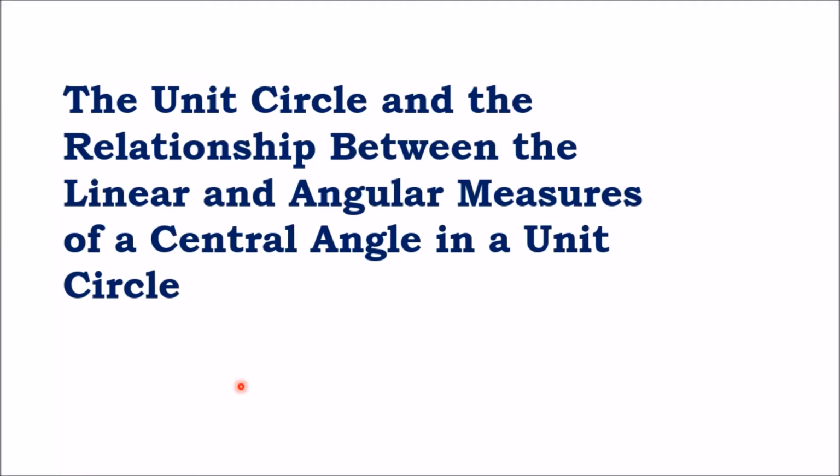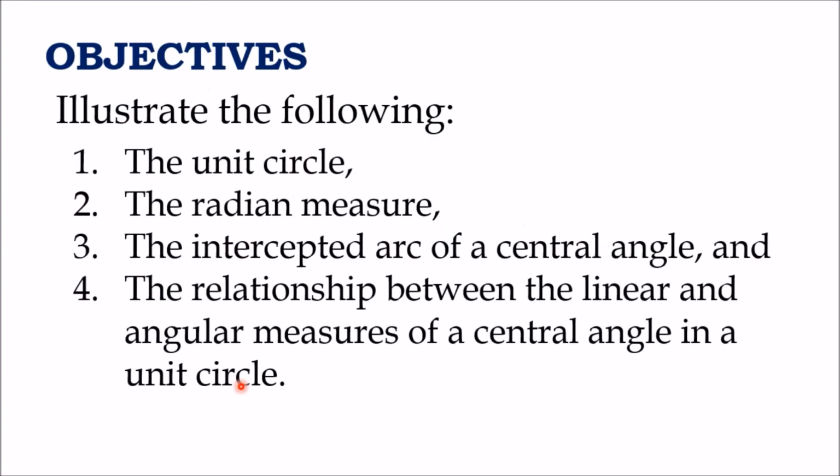We will discuss here the unit circle and the relationship between the linear and angular measures of a central angle in a unit circle. At the end of the lesson, you will be able to illustrate the unit circle, the radian measure, the intercepted arc of a central angle, and the relationship between the linear and angular measures of a central angle in a unit circle.